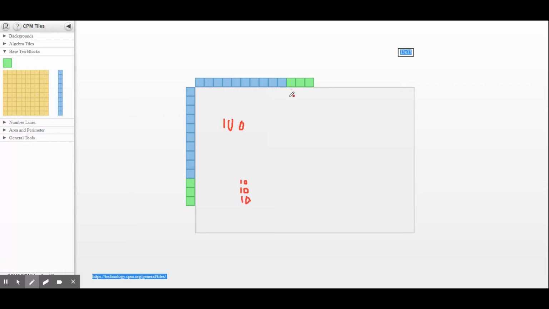We're looking for a base 10 block that belongs here. That is 1 multiplied by 10, which is 10. Another base 10 block, that's 1 multiplied by 10. And then another base 10 block, that's 1 multiplied by 10. And then down here, we've got 1 multiplied by 1.